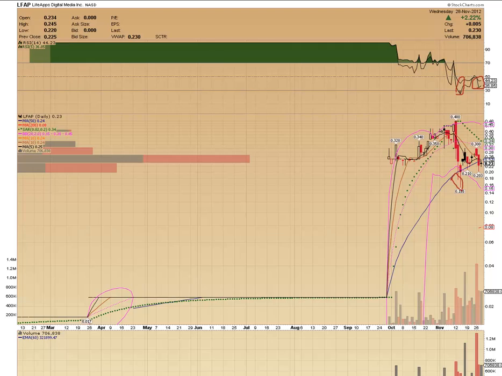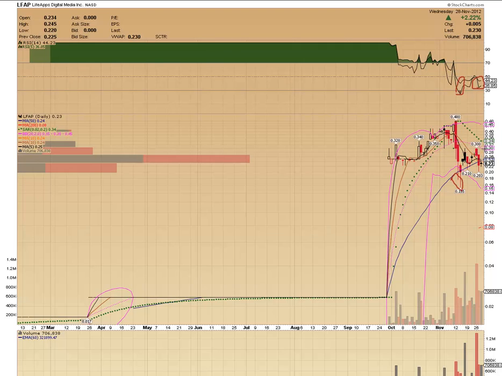The next thing I want to point out is that we are currently testing almost 3 moving averages. We've got the 5 MA here, which is this black line, the 50 MA, which is the blue line, and the 10 MA, which is this brownish line. Currently we're testing all 3 of those moving averages, so once that breaks, we're looking at a pretty big move up, in my opinion.